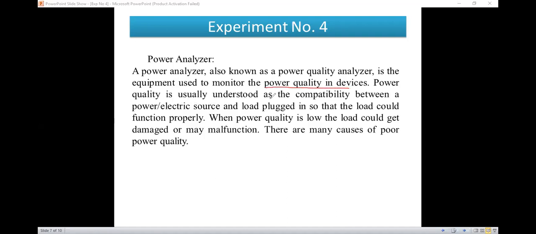So power quality is usually understood as the compatibility between the power or electric source and the load plugged in, so that the load could function properly. Okay, so that means it should be equipped between the power supply and the consumer, or the load end. We want the load to function properly, so that's why we want to maintain the power quality. It is equipped between the electric source and the load, so it will maintain things related to power quality.